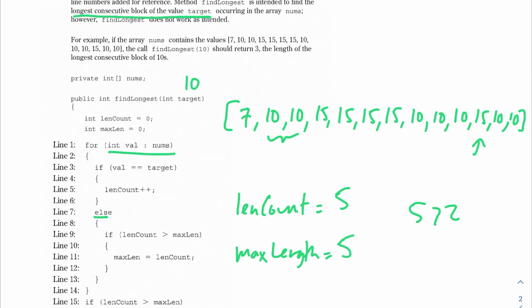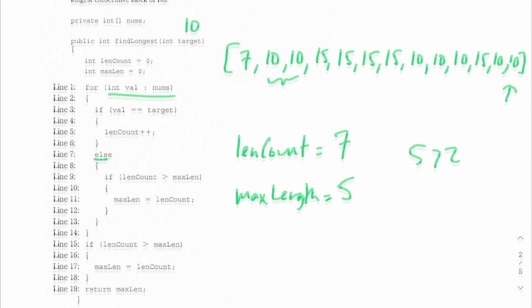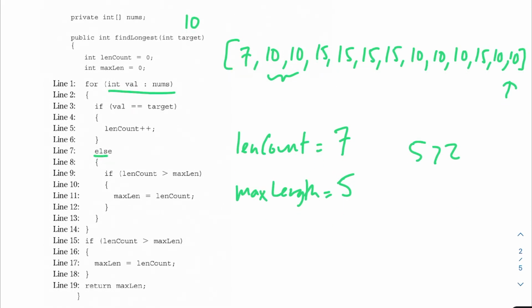Move on to the next number, which is a 10. Increment our length count to be a 6. And then we move on to the next number, which is another 10. So we increment our length count again. We exit the loop. We're done with our array. Now we're checking whether length count is greater than max length again. So whether 7 is greater than 5. Yes, it is. So now our max length is 7, and we return our max length.